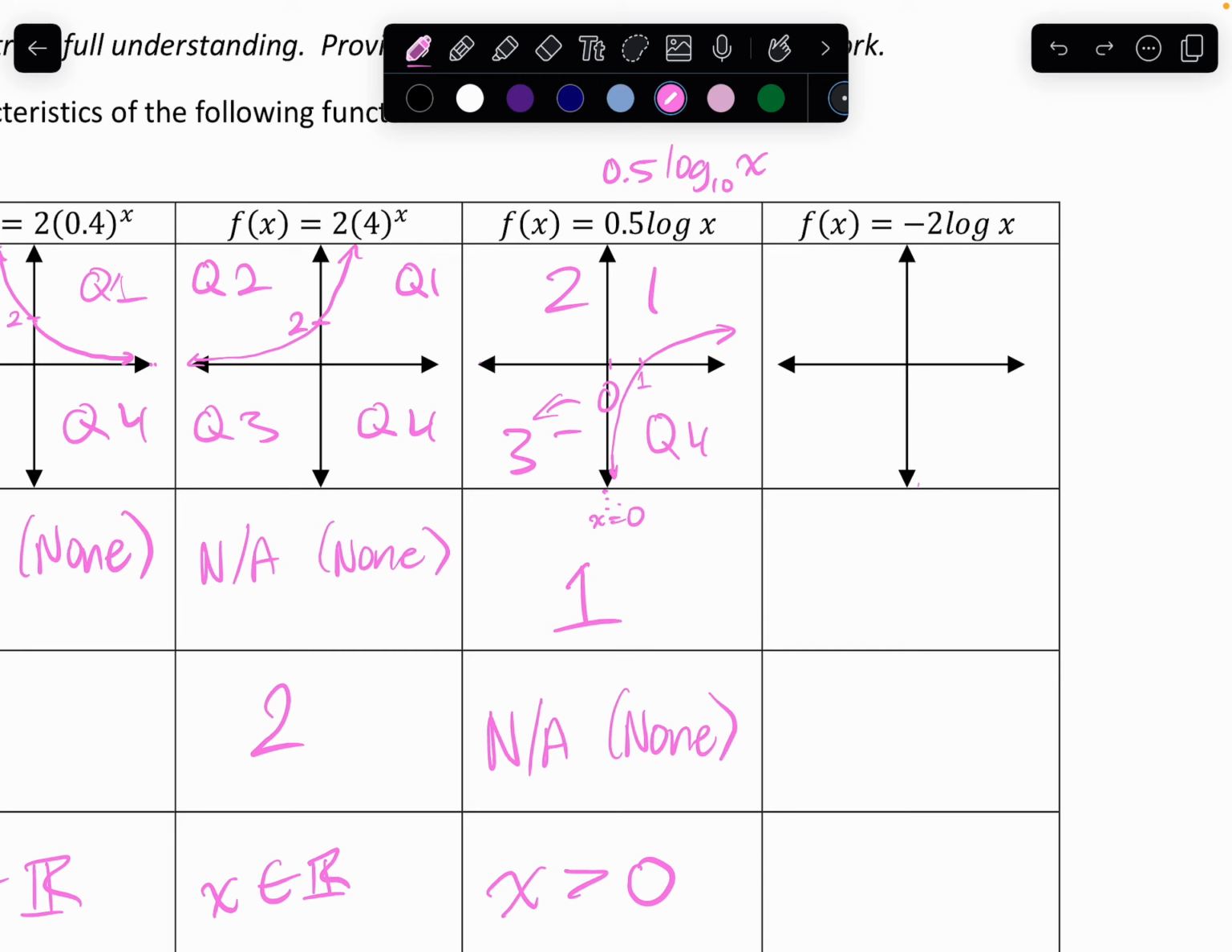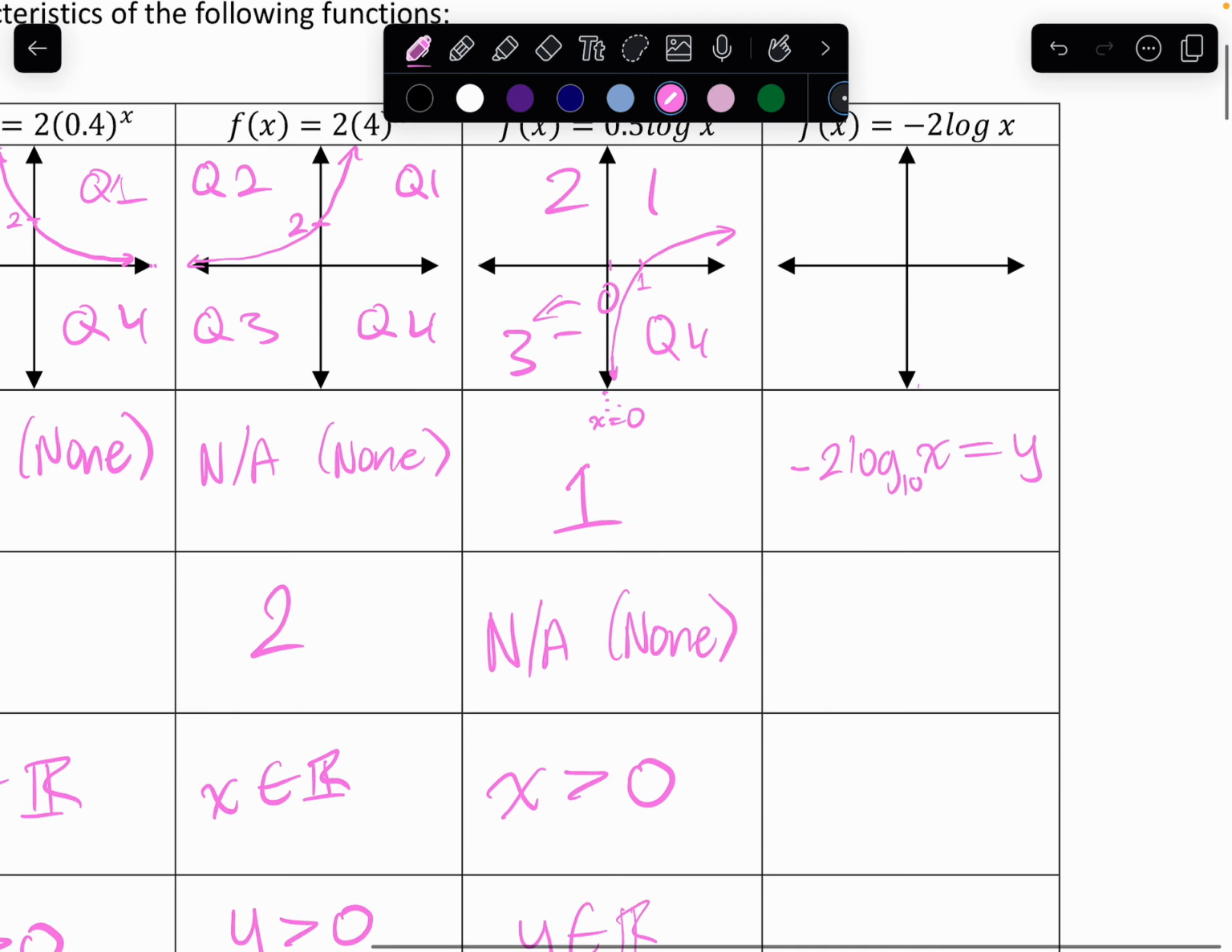So let's look at it. So negative 2 log x equals y. Let's plug in, remember our imaginary 10 down here, let's plug in a really small number.